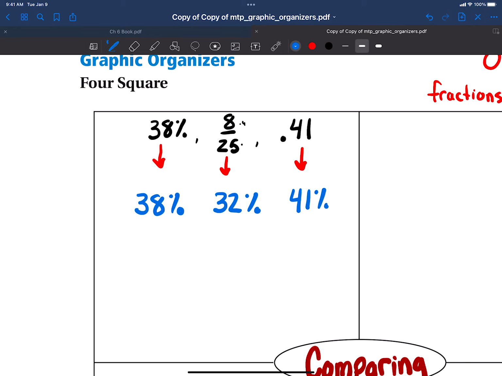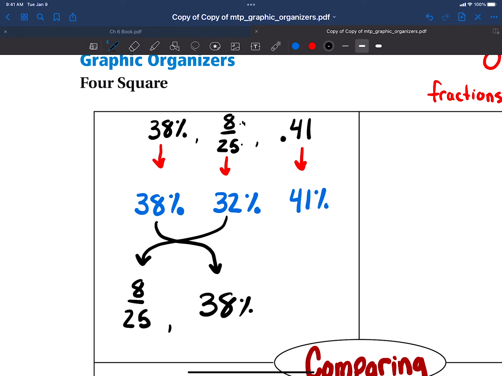Now, because I changed them to percents, it's pretty easy for me to order them now from least to greatest. So now I'm going to do that. Who is the least? 32%, but I'm going to put it back into its original format, right? So 32% is going to go over here. He's going to be the smallest. So I'm going to say 8 over 25, comma. Then next would be the 38%, and he was just 38%. And then this one can come down here as 0.41.